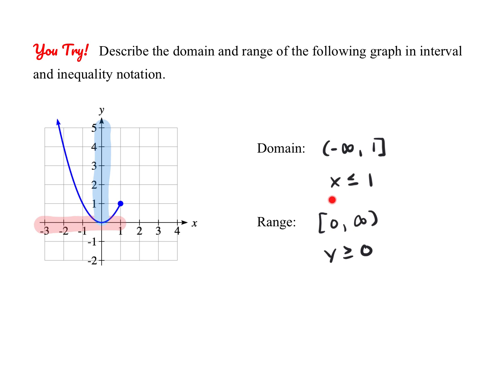And then here for inequality, you'll see that it's just all the values less than 1 or equal to. So x is less than or equal to 1, and then y is greater than or equal to 0.